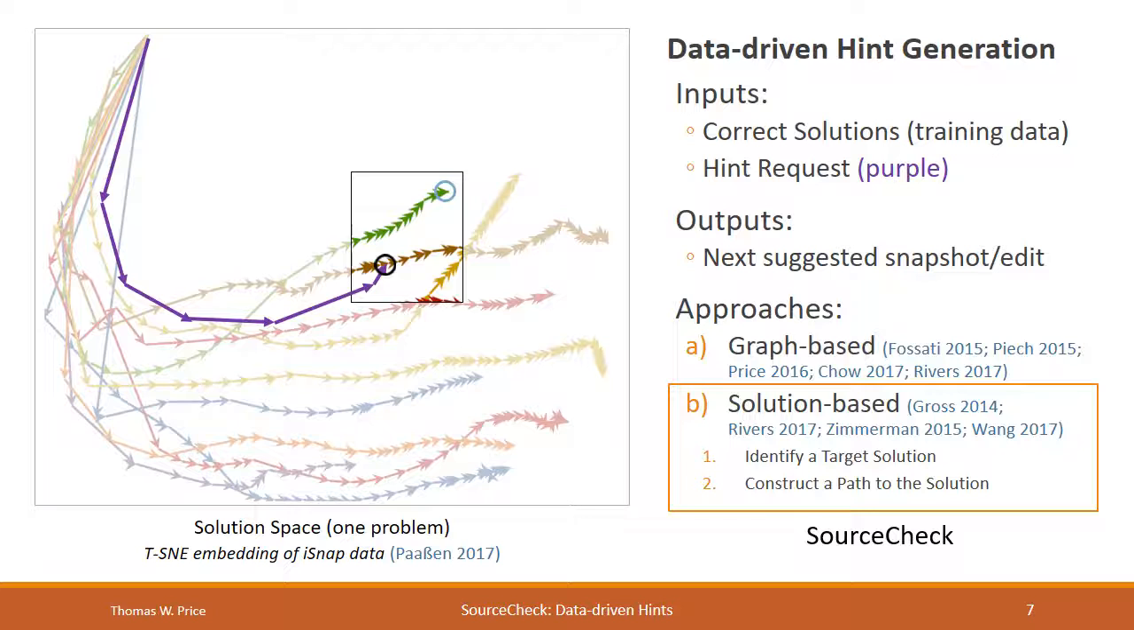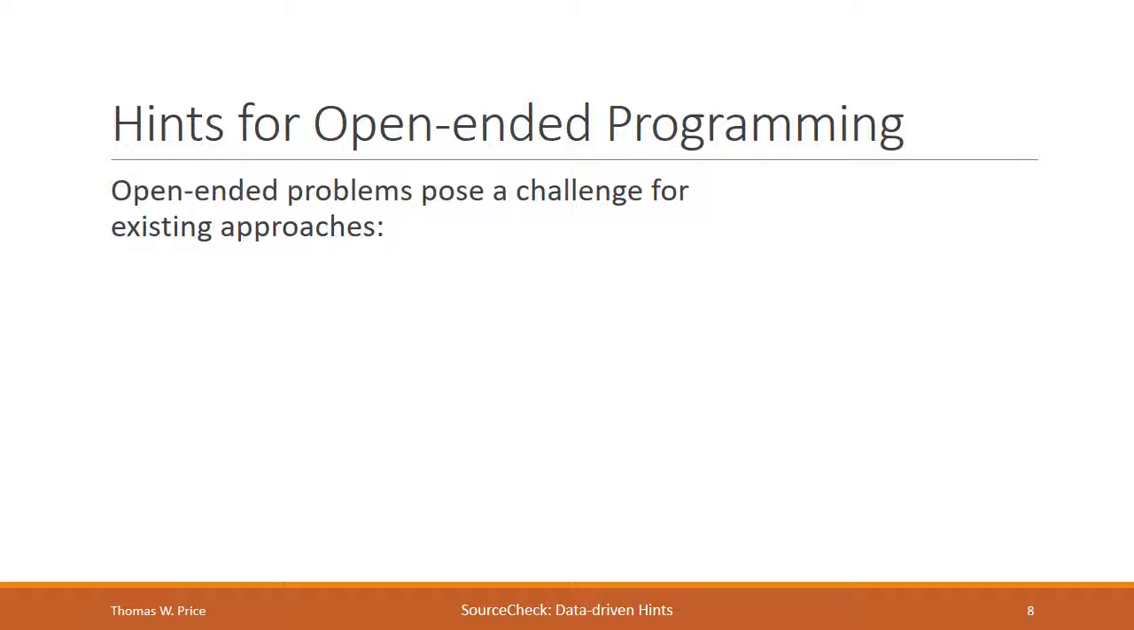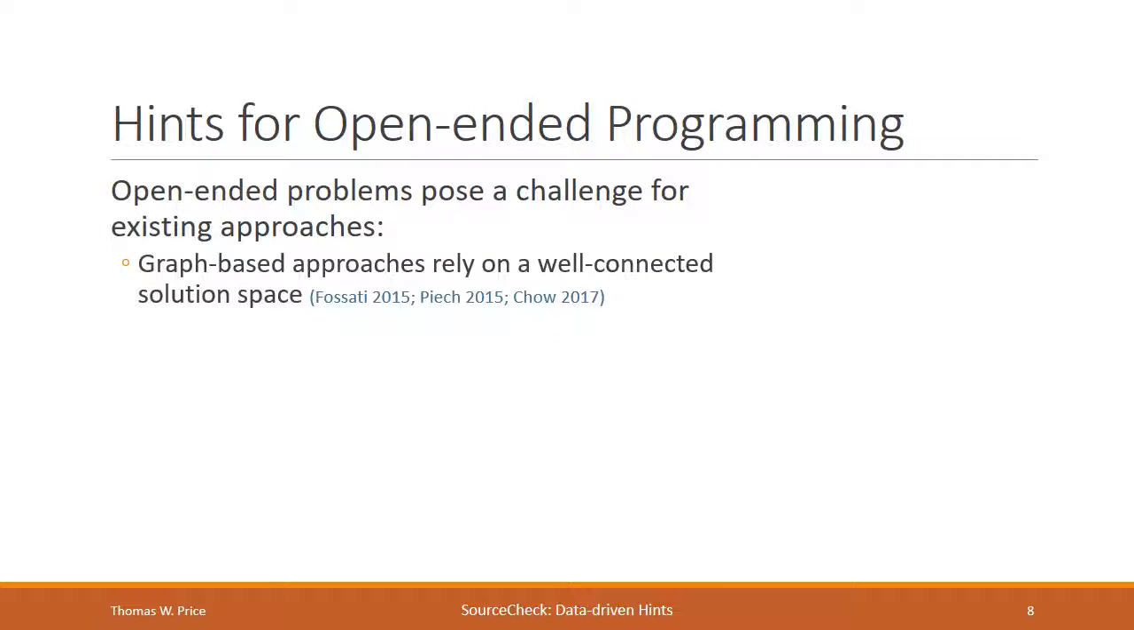SourceCheck, which I'll be talking about in a minute, is a solution-based approach, and specifically, these solution-based approaches tend to be one nearest neighbor approaches. So we're finding the best match and pointing the student towards it. Now, SourceCheck was specifically designed to address hint generation for open-ended programming problems, which pose a challenge for existing approaches for a couple of reasons.